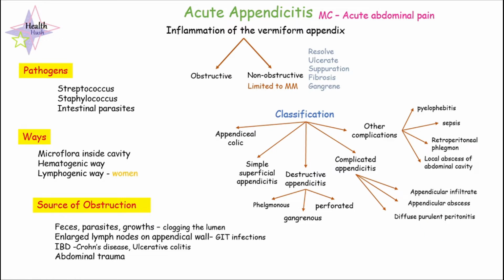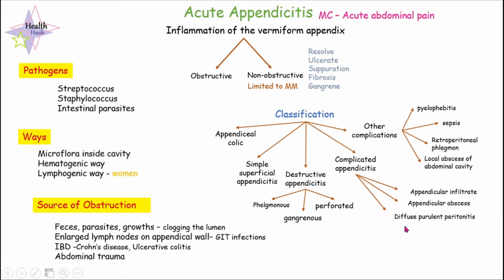I will explain a little bit more about how this happens. As I said, bacteria reside and multiply, usually due to obstruction and less clearance in this area, and they will infiltrate the appendix wall. Once they infiltrate, they damage the wall, and it can result in two things: abscess formation or peritonitis.